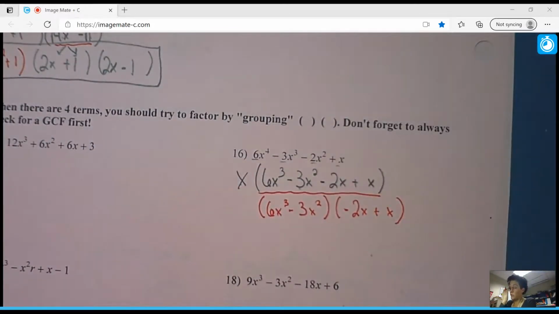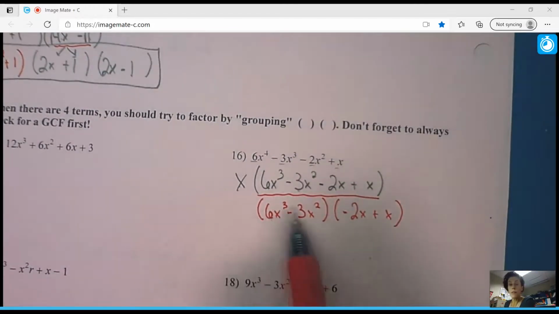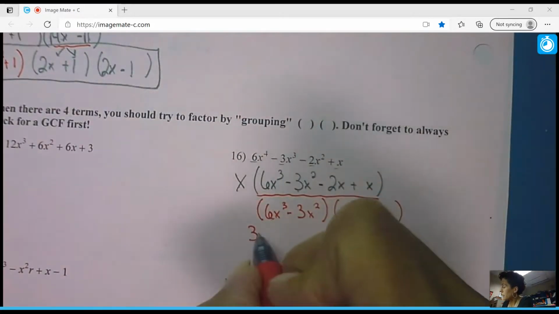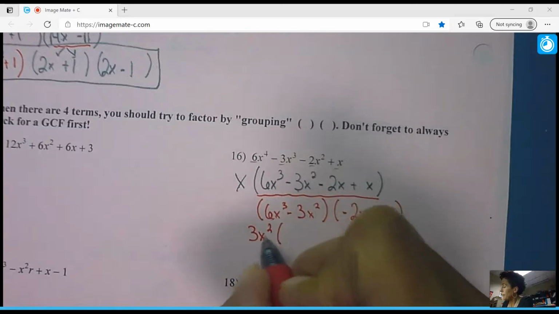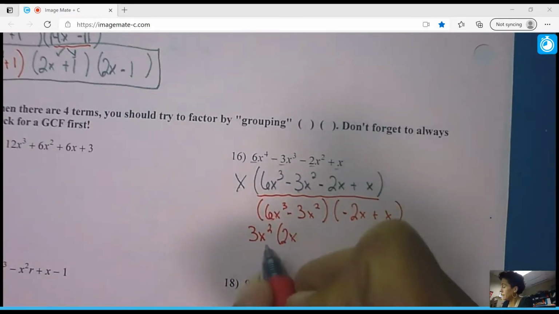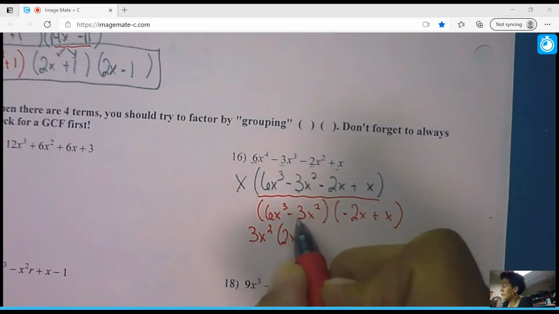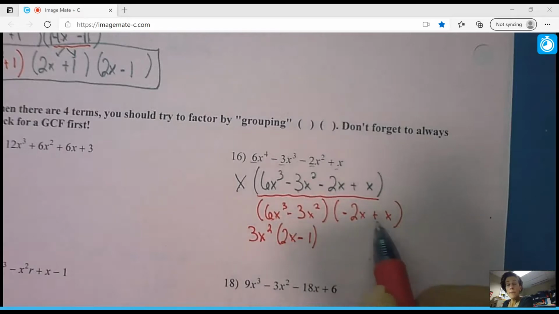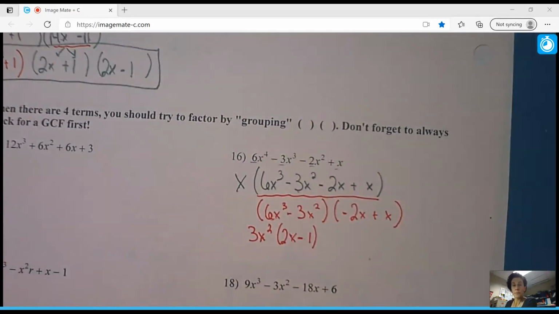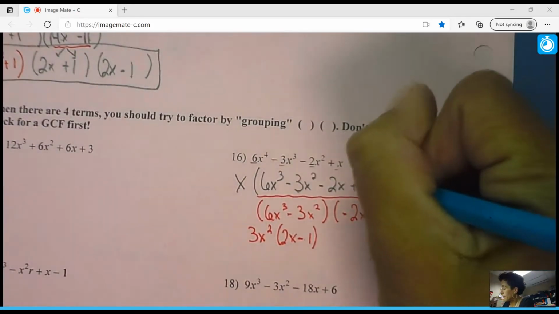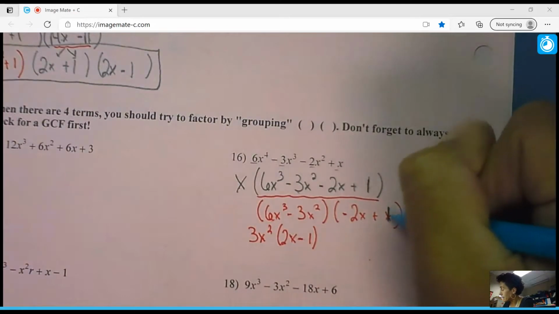And this is where it's just a bunch of GCFing. So first I look for a number, and I can factor a 3 out of both of those. And I can also factor an x squared. So 3x squared and what makes 6x cubed? Well, that would be a 2 and an x. And then 3x squared and what makes negative 3x squared? Well, that would be a minus 1. And so now when I factor this one, and I just realized I made a mistake here. This shouldn't be an x because I factored that x out. That should be a 1. So let's fix it there.